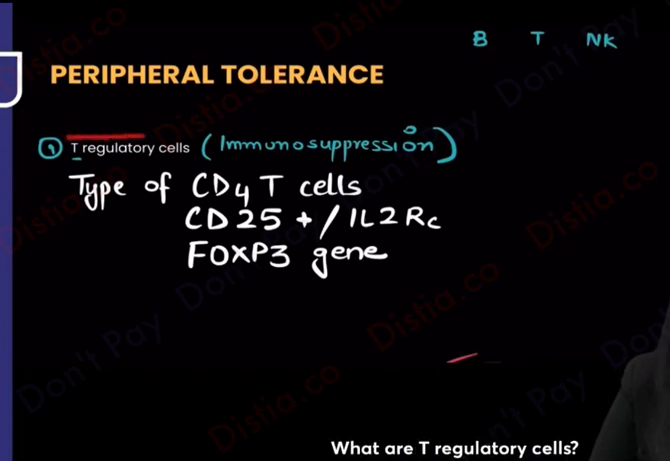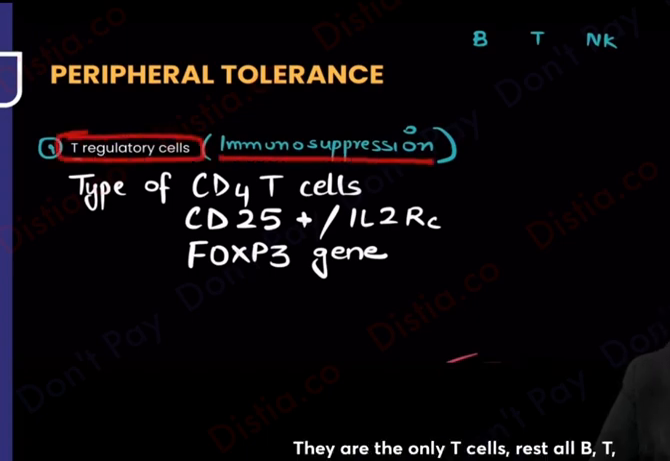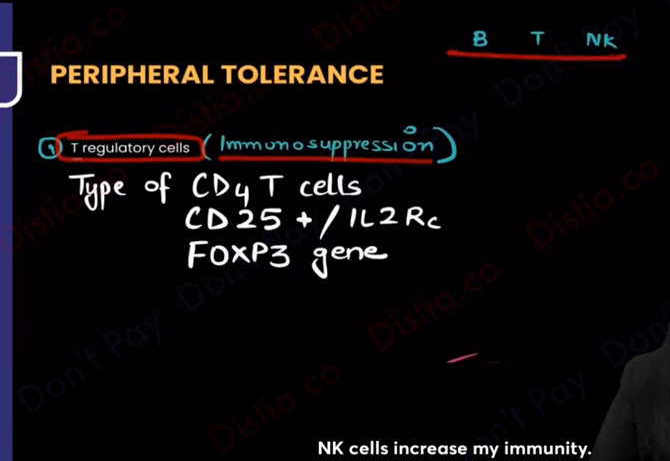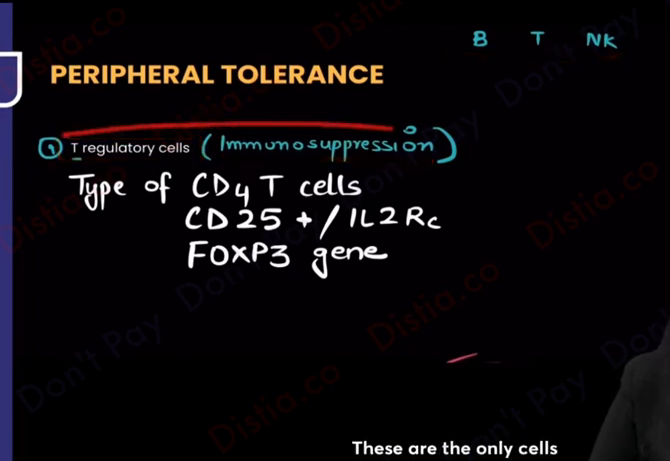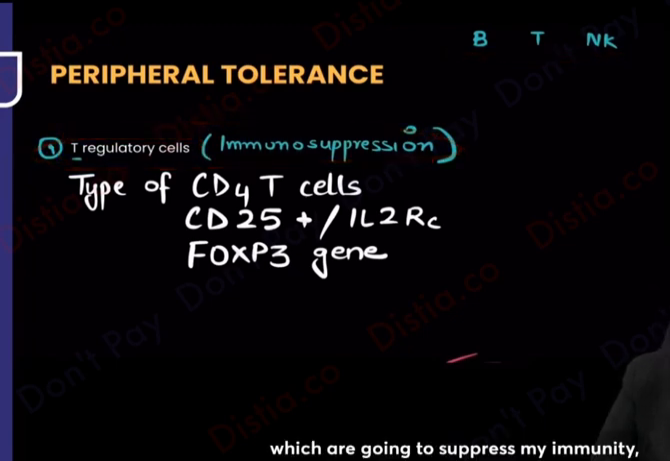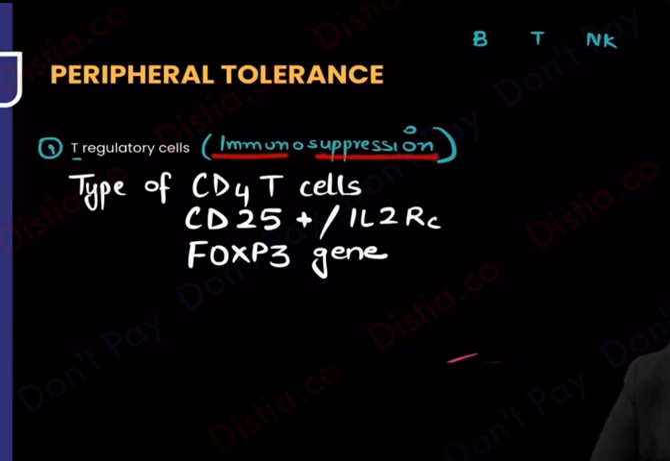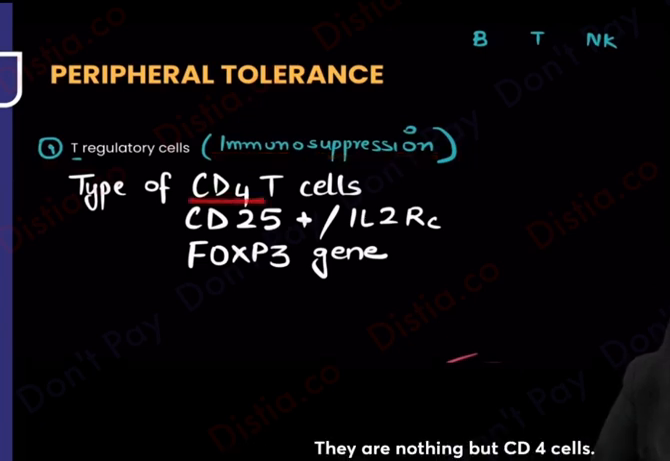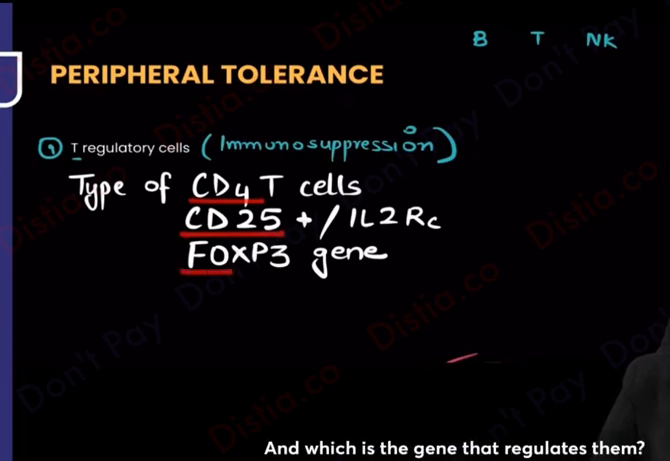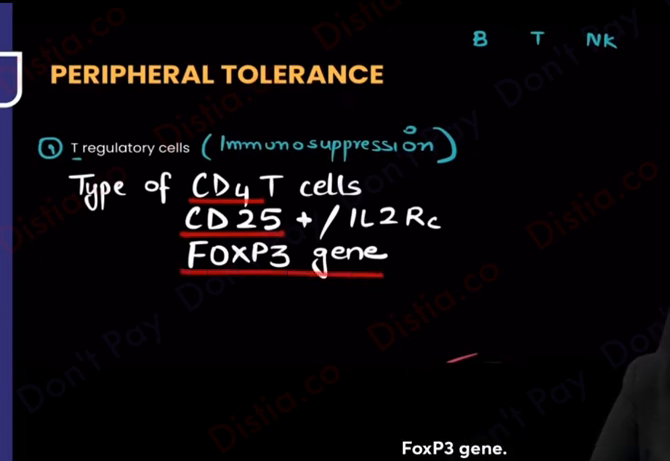Let's do a recap. What are T regulatory cells? They are the only T cells. Rest all B, T, NK cells increase my immunity. These are the only cells which are going to suppress my immunity. Suppress my immunity matlab immunosuppression. And what are they? They are nothing but CD4 cells. Additionally, which marker do they have? They have CD25 and which is the gene that regulates them? FOXP3 gene.